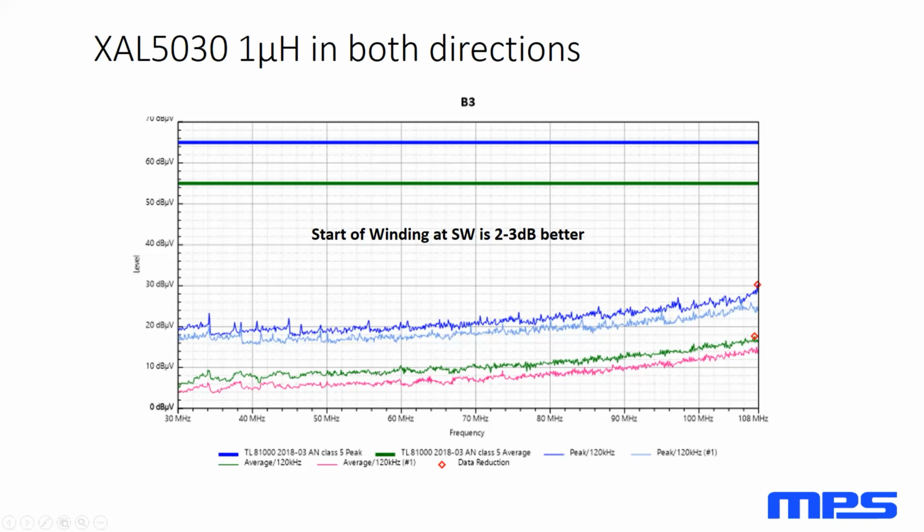And it's still the same thing, start of winding away from the switch node and start of winding to the switch node. And it doesn't matter if it's a buck converter or boost converter. In general, we want the start of winding to the switch node for best performance. So in this particular case, with this particular inductor, we're seeing 2 to 3 dB better performance in our emissions by changing that location of the start of winding.